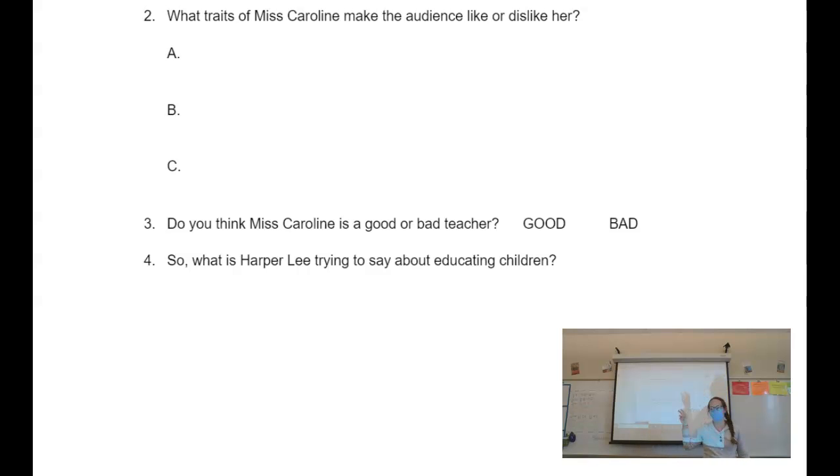And clearly she is showing that if a teacher can't understand the social situation of his or her students, she's going to have a hard time being effective, right? Miss Caroline completely misunderstands her students, and it creates problems in this chapter, and we're going to see it creates some problems in chapter 3, which we're about to get into here.